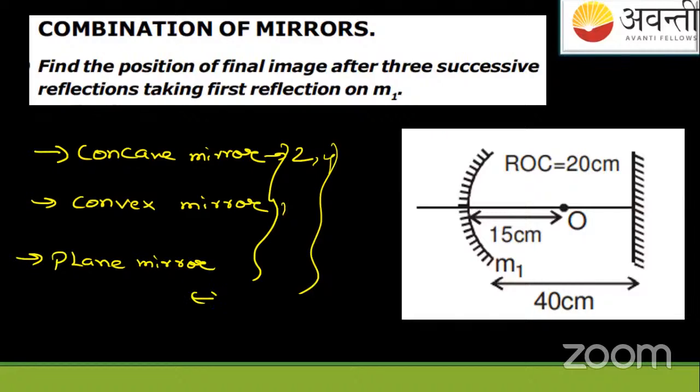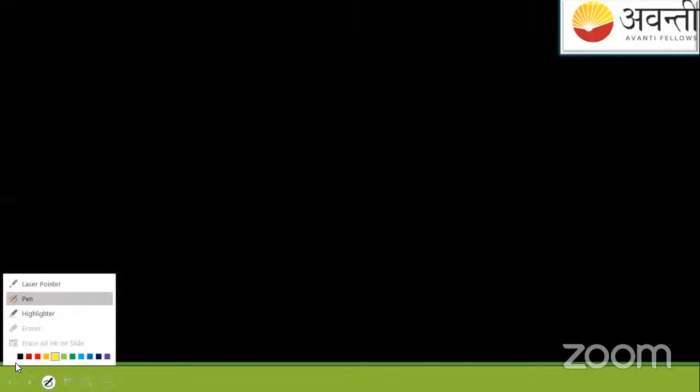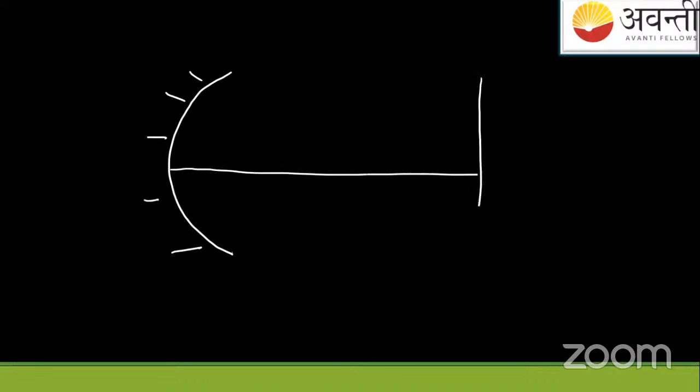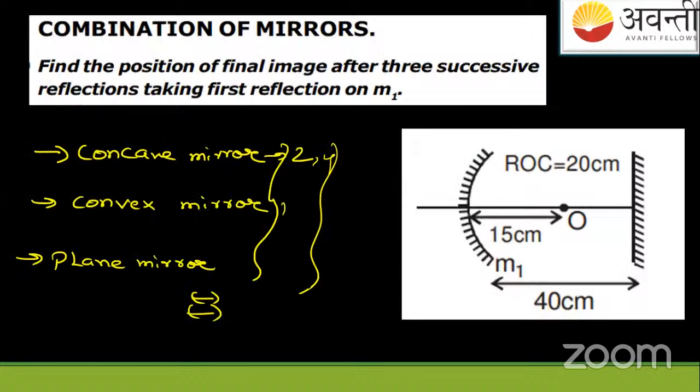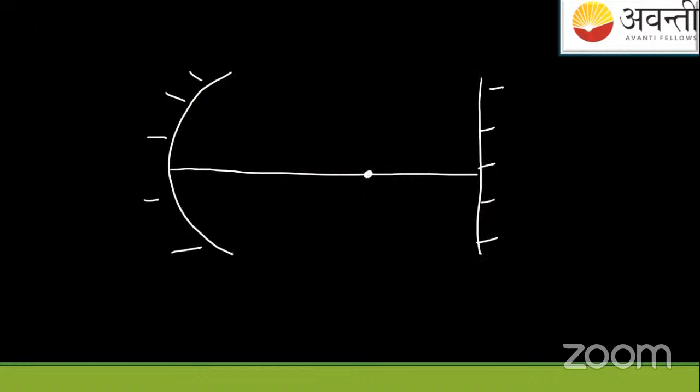So you can see the question. Let us draw this question on the next slide. Here I'm drawing this. This is what mirror? Concave mirror. Concave, concave, concave, concave. Now this is the principal axis. This is the plane mirror. So I've drawn this plane mirror here. And now the object is on the screen.